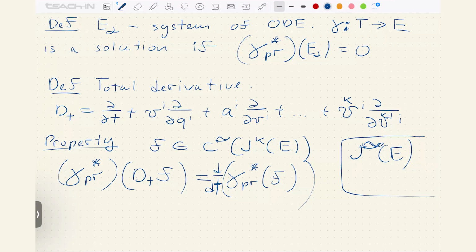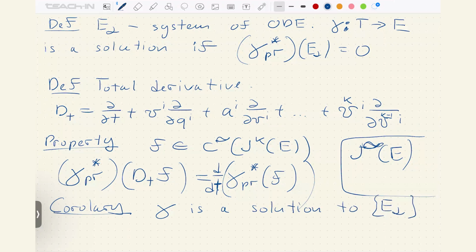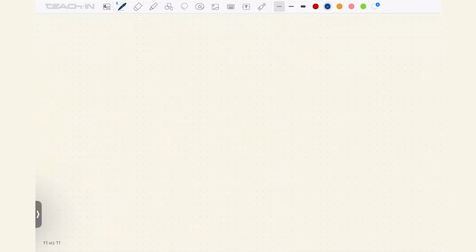For instance, a small corollary is: if gamma is a solution to a system of equations E alpha, then gamma also solves their differential consequences, which means it solves d_t to any power L of E alpha, right? This is very simple to prove, very easy to prove.